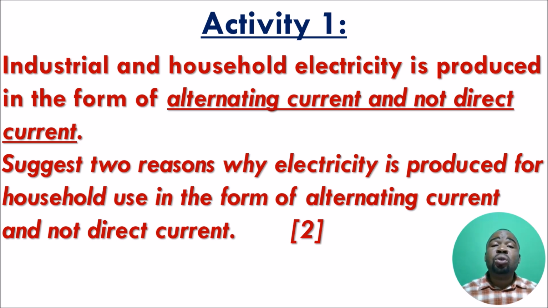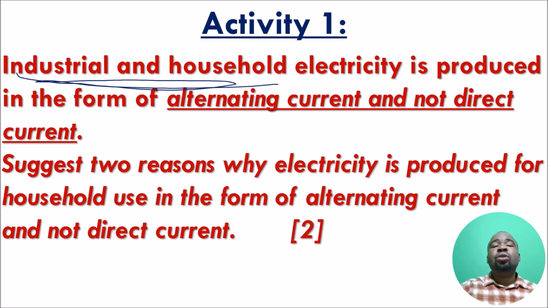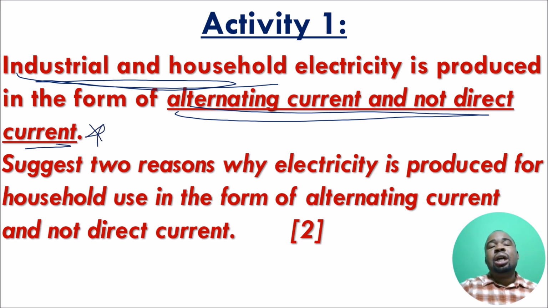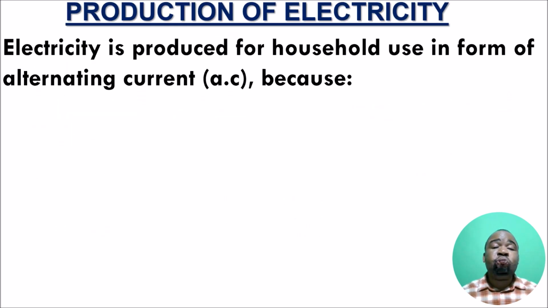It's very important for you to recall and know that industrial electricity and household electricity are produced in form of alternating current and not direct current. The key thing is we need to justify why. So the first objective is to explain why electricity is produced for household use in form of alternating current and not direct current. Let's quickly try to answer this question. There are 2 reasons why this happens.